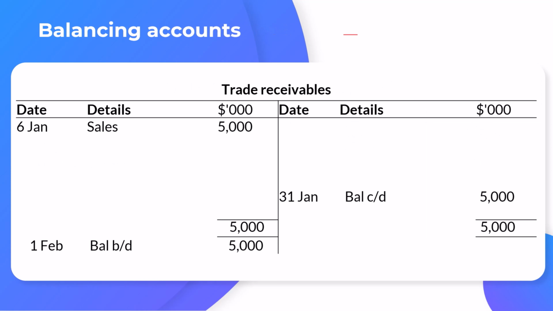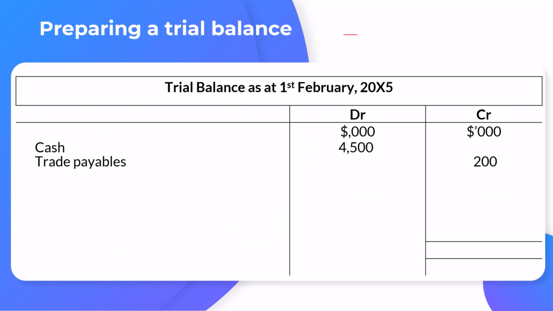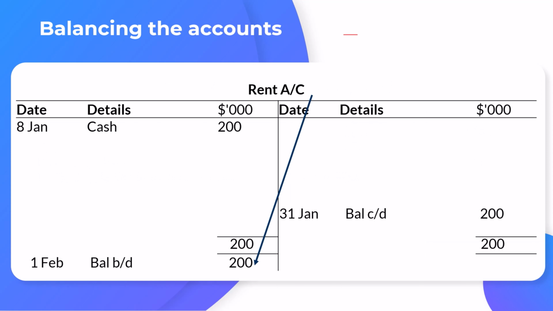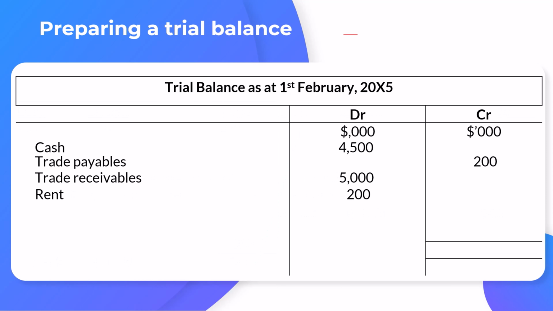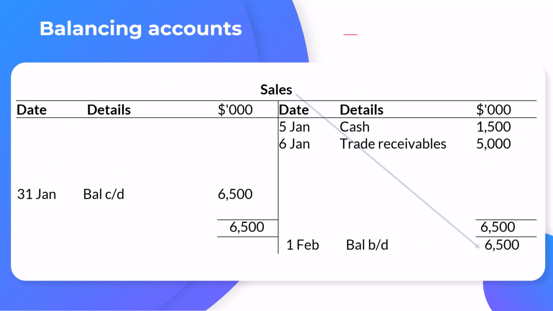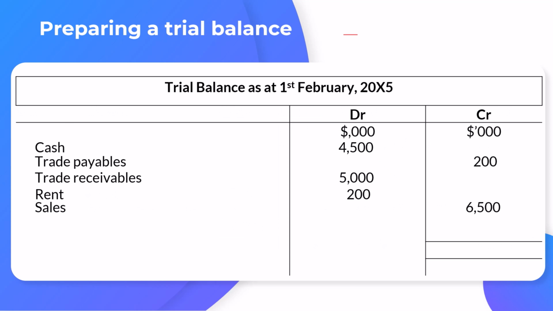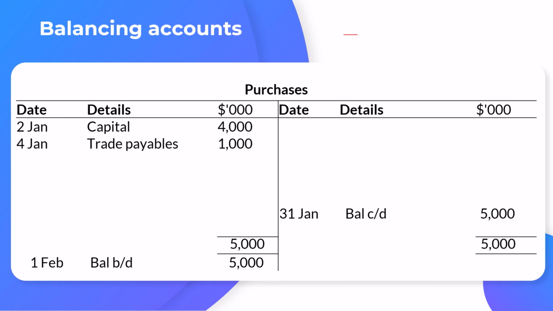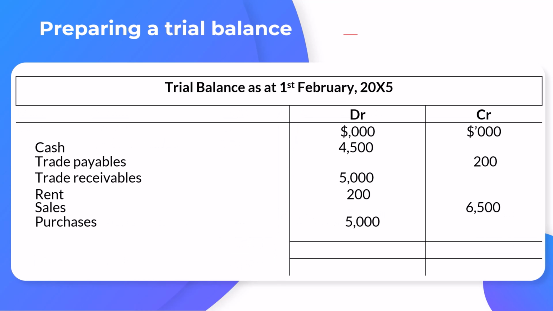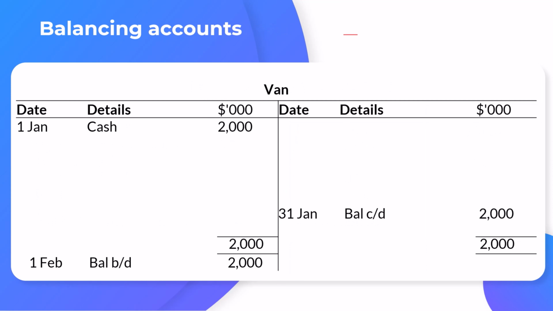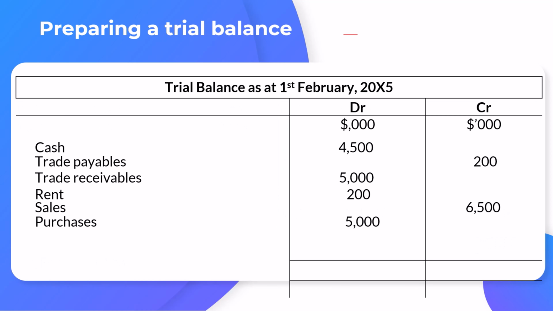We have a trade receivables balance of 5,000 or 5 million debit. So we'll simply get that and put it in the trial balance. Next, we have rent for 200. We simply get that and put it as rent 200. The next balance we have is the sales, which was 6,500 balance brought down credit. So we'll get that and simply put it on the credit side of the trial balance. Next, we have purchases whose balance was 5 million brought down debit. So we'll get those and put them on the debit side. We'll get the van account figure and we're going to enter it on the debit side of the trial balance.